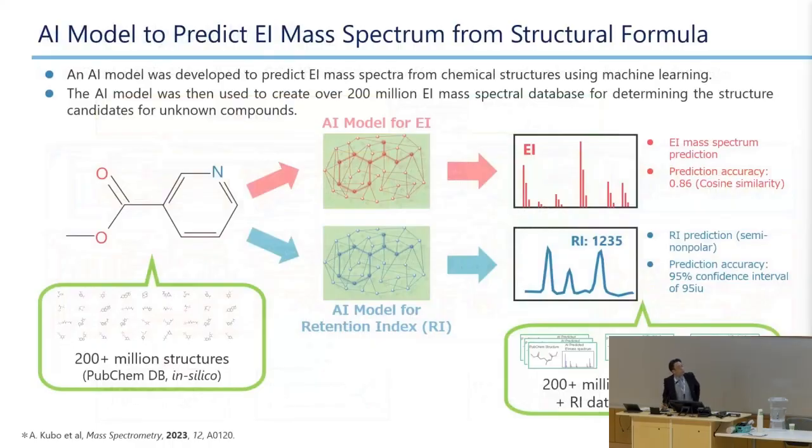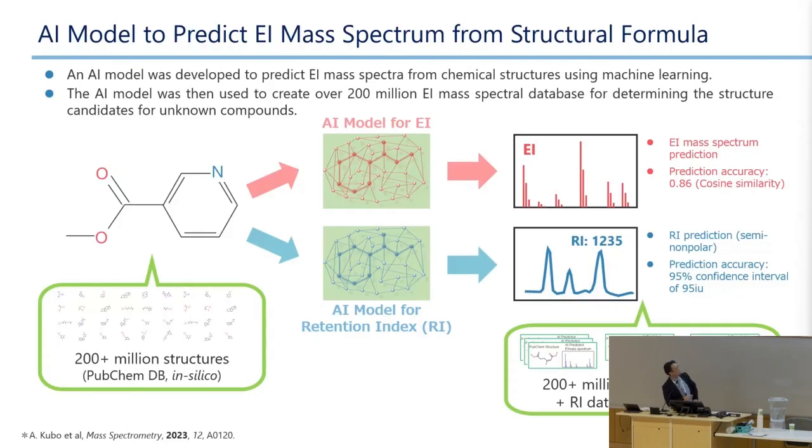Actually, we have two AI models for this AI library. One AI model can predict the EI mass spectrum from structures, and this AI model can also predict the retention indices from these structures. So we can get the predicted EI mass spectrum and the predicted retention indices values, and we put the structures, the spectra, and the retention indices values into the AI libraries.